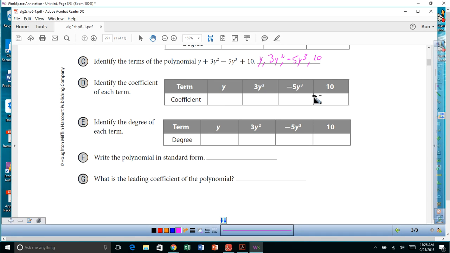Those are the terms. So identify the coefficient of each term. Well, the coefficient of y is 1. The coefficient of 3y squared is 3. The coefficient of negative 5y to the third is negative 5. And the coefficient of 10 is just 10.